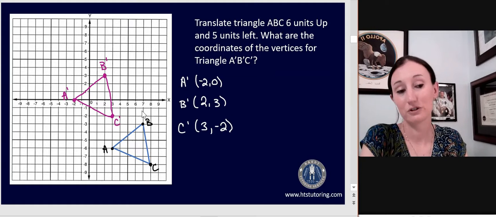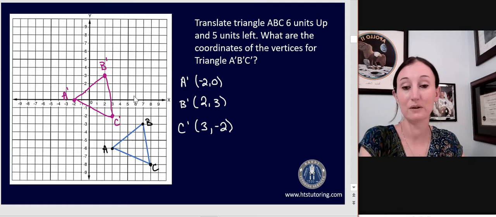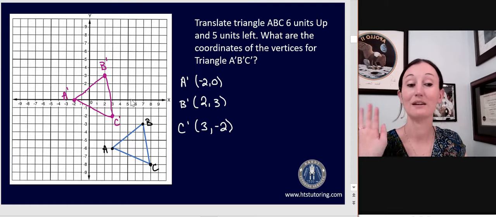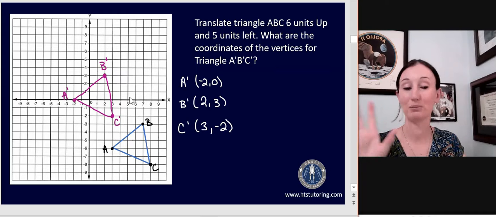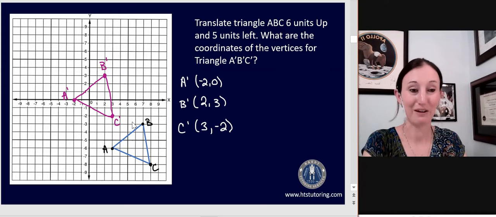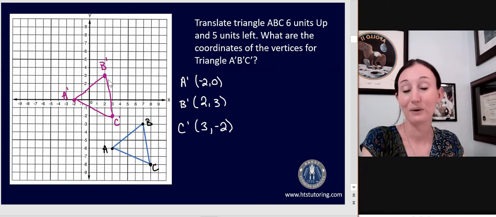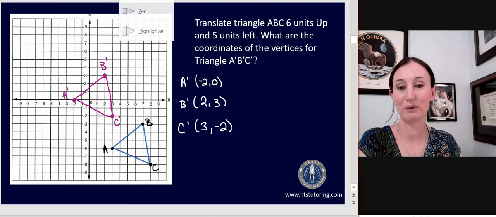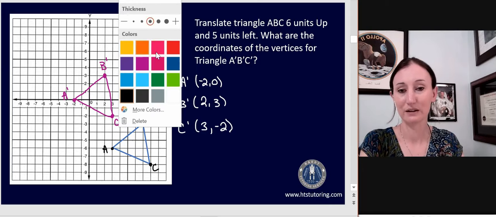So for translating these shapes, we can do it by counting. Perfectly valid method, 100% valid, if you have the graph. Or we can do it algebraically. So let's talk about that. If we wanted to do this algebraically, let me add in a new pen here. Use this color.